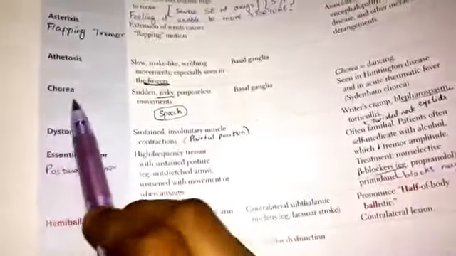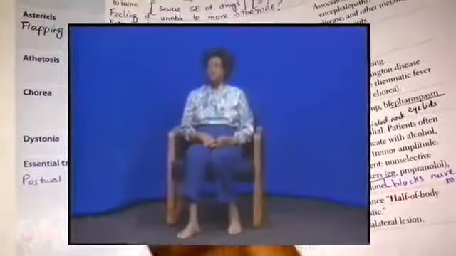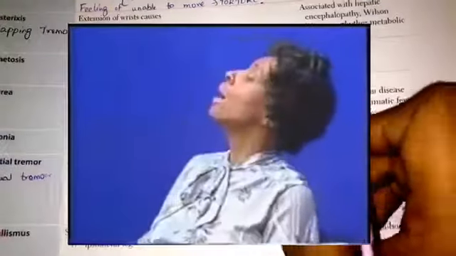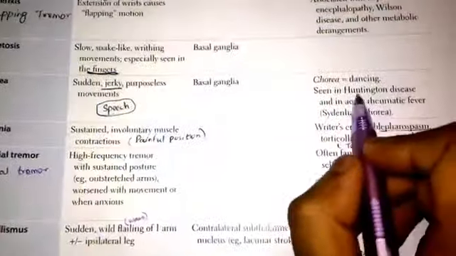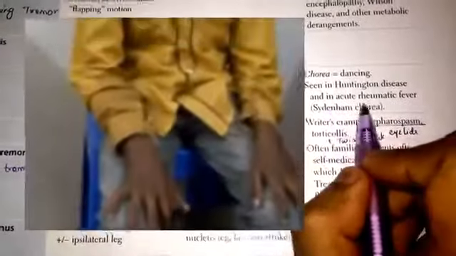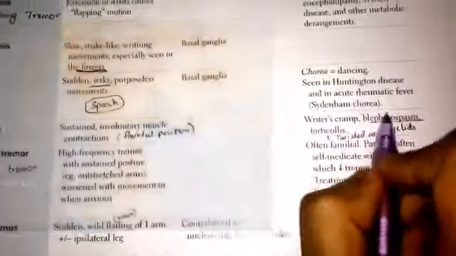The fourth one is chorea. Chorea is a sudden, jerky, purposeless movements. So even when you're sitting straight, you have these jerky, purposeless movements, something like you're dancing out of nowhere. And chorea seen in Huntington's disease is called Huntington's chorea, whereas the chorea seen in acute rheumatic fever is called Sydenham chorea.